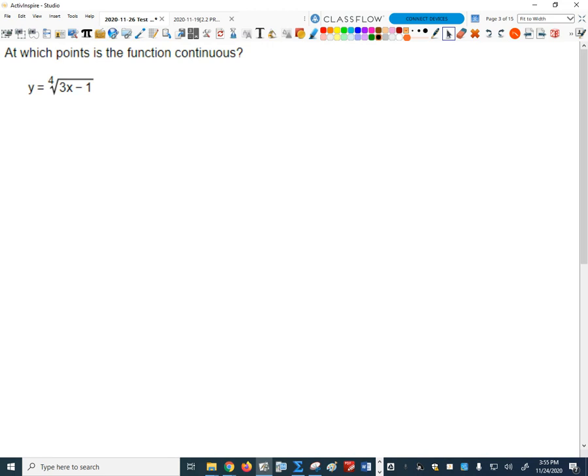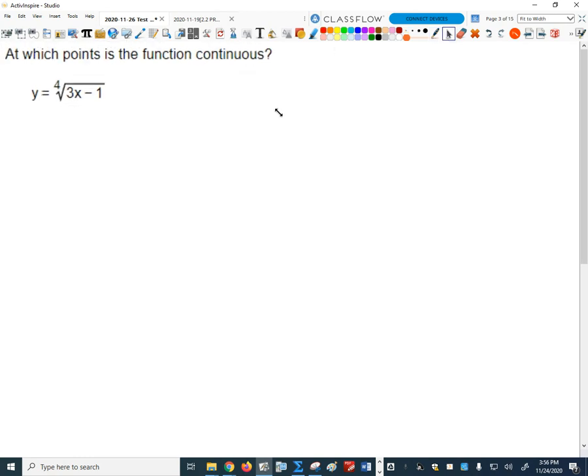At which points is the function continuous? So a function is continuous, when we're not given a graph, we're just given the function, we have to anticipate the places where we would have to divide by 0, or if it's a piecewise function where there would be breaks in the function. Well, none of that stuff is going on, but we do have an even root.